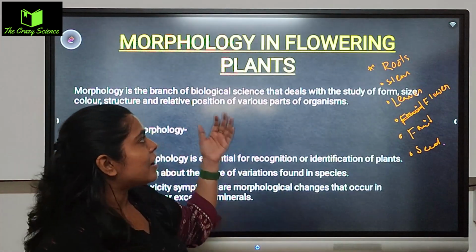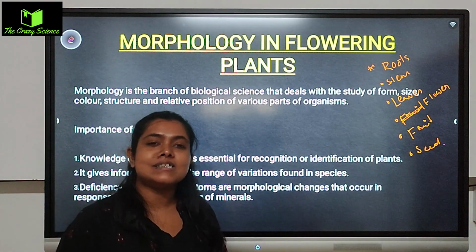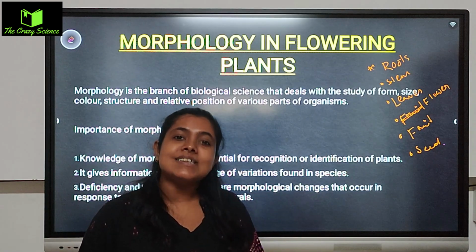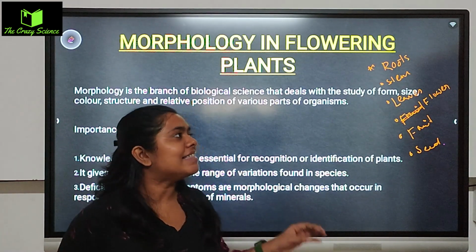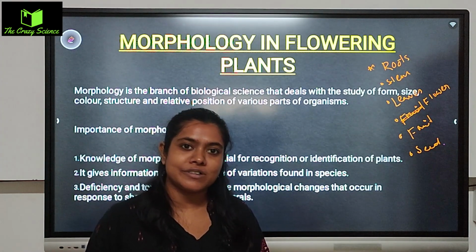And we all know the flowering plants are called the angiospermic plants, which we learned in the plant kingdom. The angiospermic plants come under the phanerogams, where their sexual organs are totally open, it is not hidden, and they have a proper structure able to do sexual reproduction.